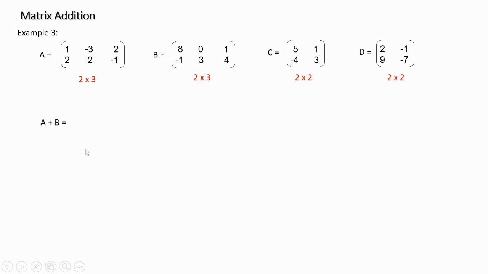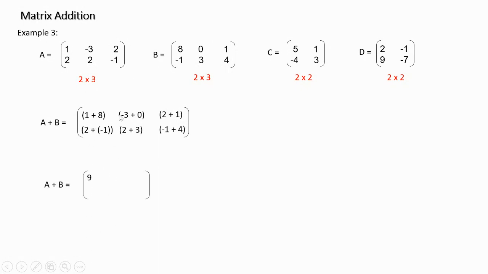So let's do A plus B. So A plus B, we're going to get, right, the first A11 plus B11, 1 plus 8. And then -3 plus 0. And then 2 plus 1. And then we're done with the first row. And then we continue with the second row. It's going to be 2 plus -1. And then 2 plus 3. And then -1 plus 4. And then all we do is add them.